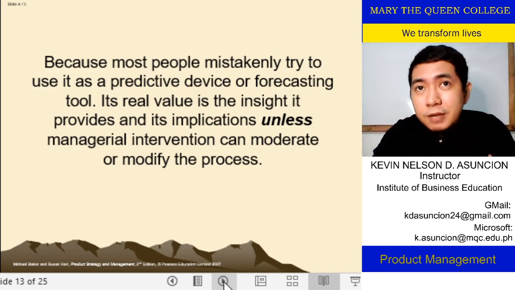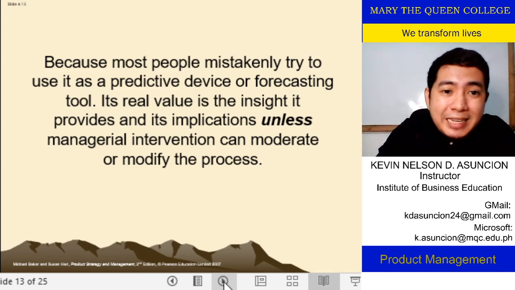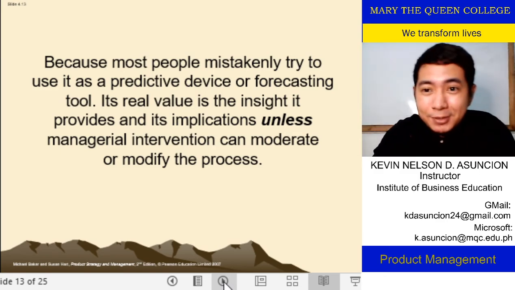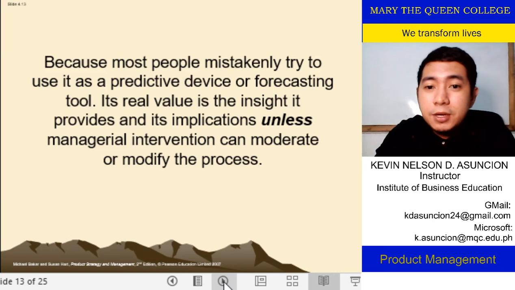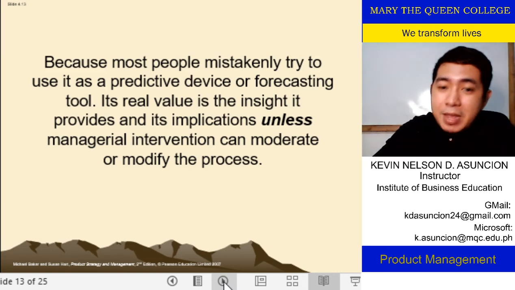Do you think that the product life cycle after being matured in the market depends on that tool, no? The tool cannot predict itself because it's just reflecting what is happening with the product. Okay, so its real value is in the insight that it provides and its implications, unless managerial intervention can moderate or modify the process. So, ganun ka-importante yung role nyo bilang isang marketing or product manager that you do interventions, a control of the management.